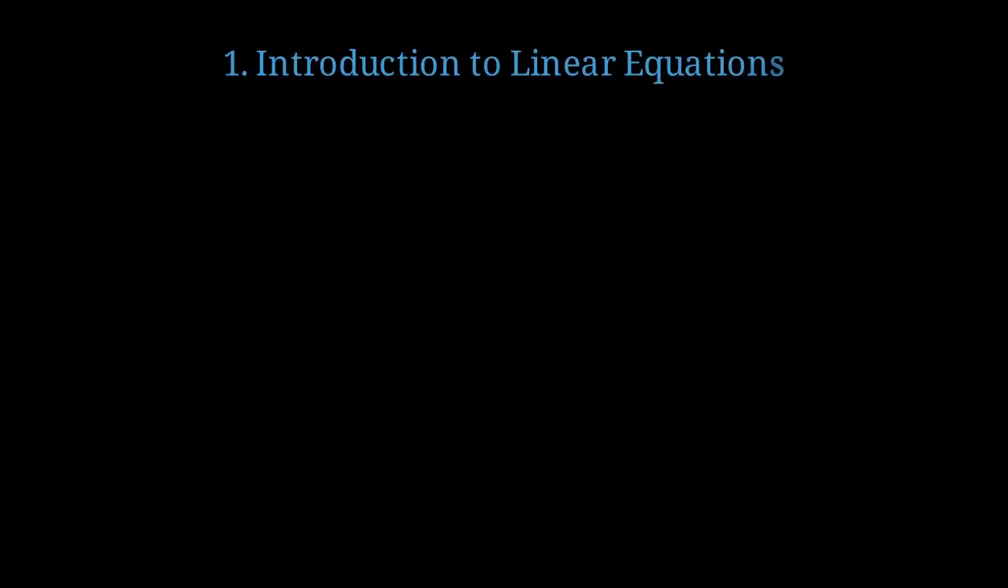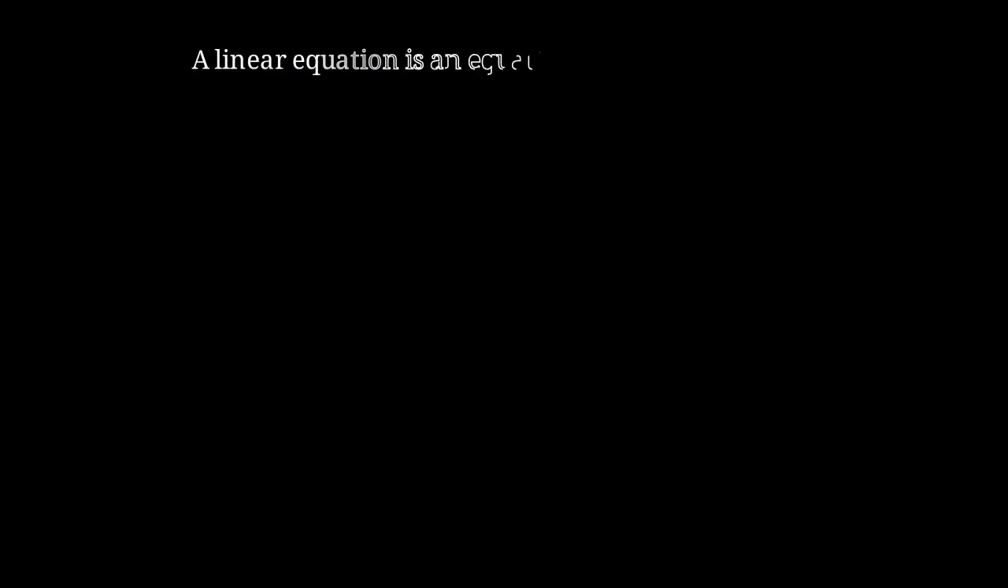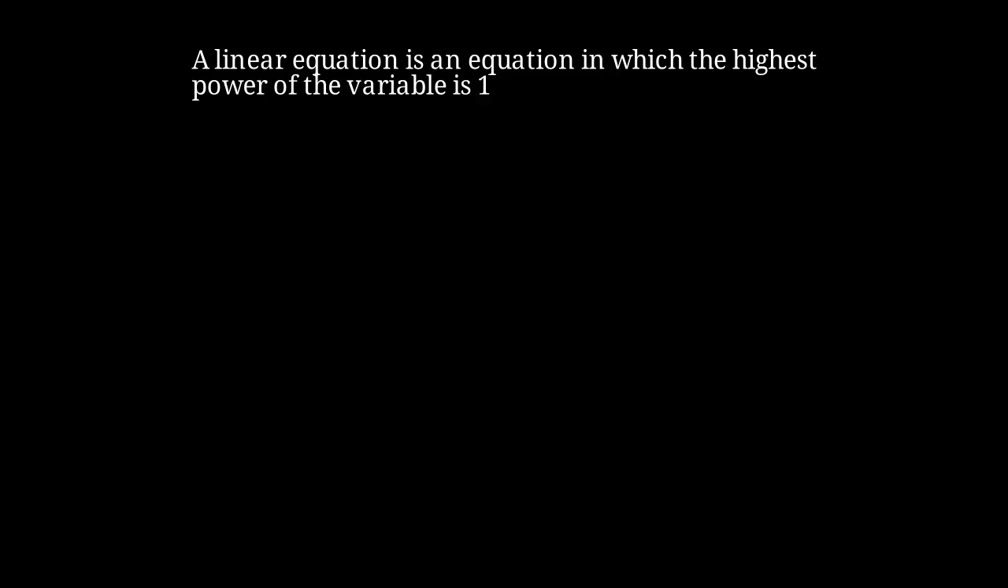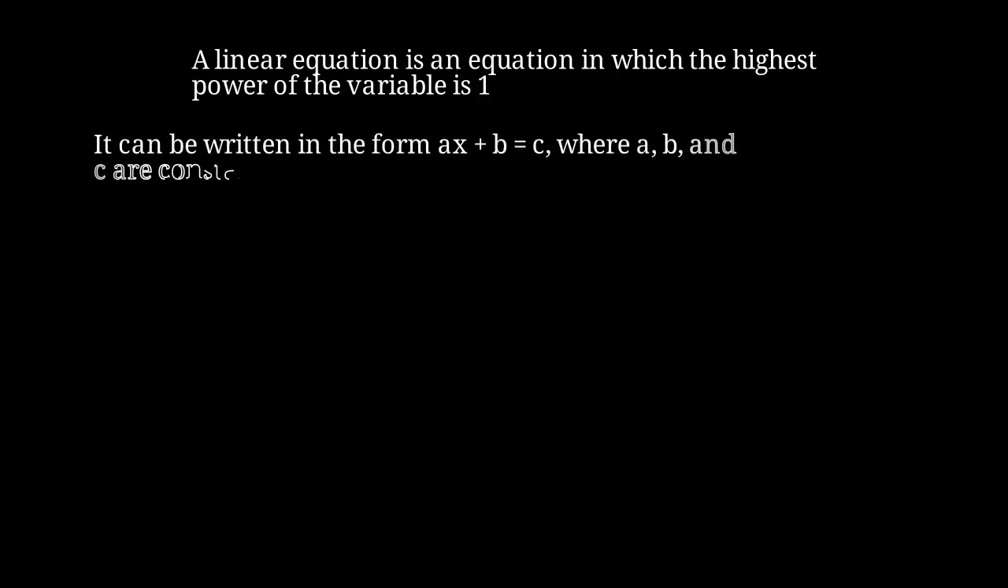First, let's understand what linear equations are. A linear equation is an equation in which the highest power of the variable is 1. It can be written in the form ax plus b equals c, where a, b, and c are constants. For example, 2x plus 3 equals 5 is a linear equation.